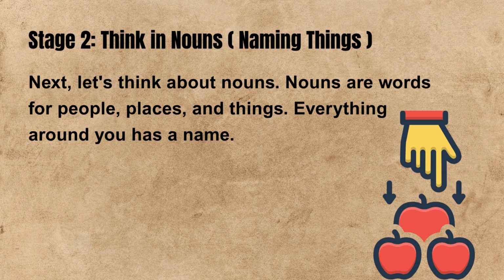Stage 2. Think in nouns, naming things. Next, let's think about nouns. Nouns are words for people, places, and things. Everything around you has a name.